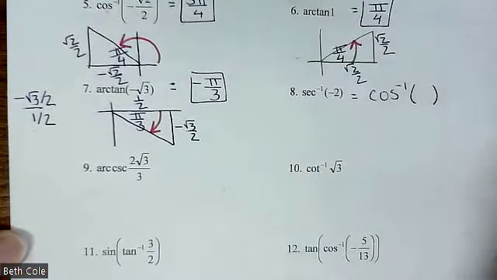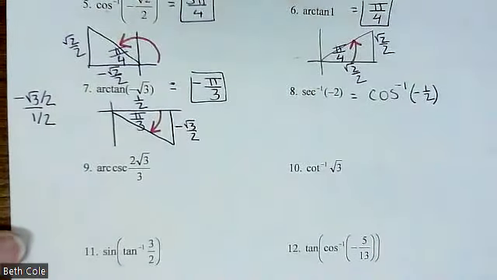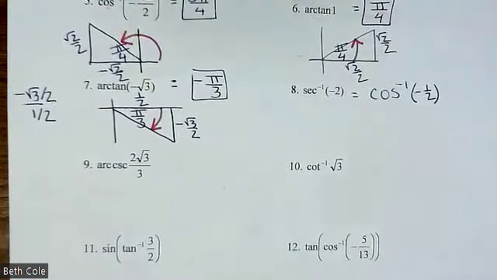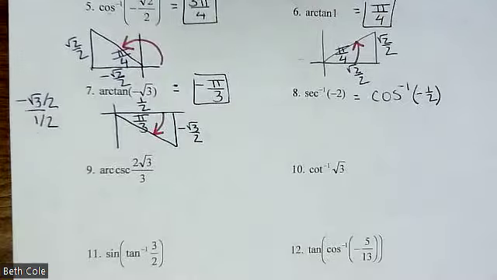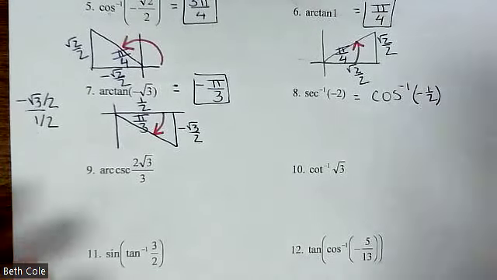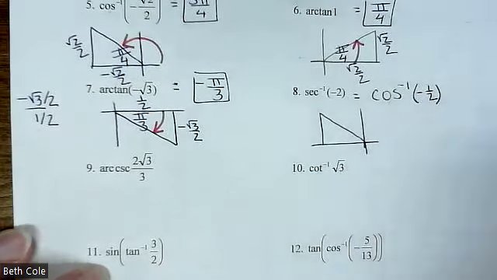So what's your reciprocal of -2? Yeah, good. Only it'll stay negative. So -1/2. And then that's an easier problem. It's not in quadrant 1 because it's negative. For cosine, where do we go if it's negative? Second, good. Draw a triangle in quadrant 2.